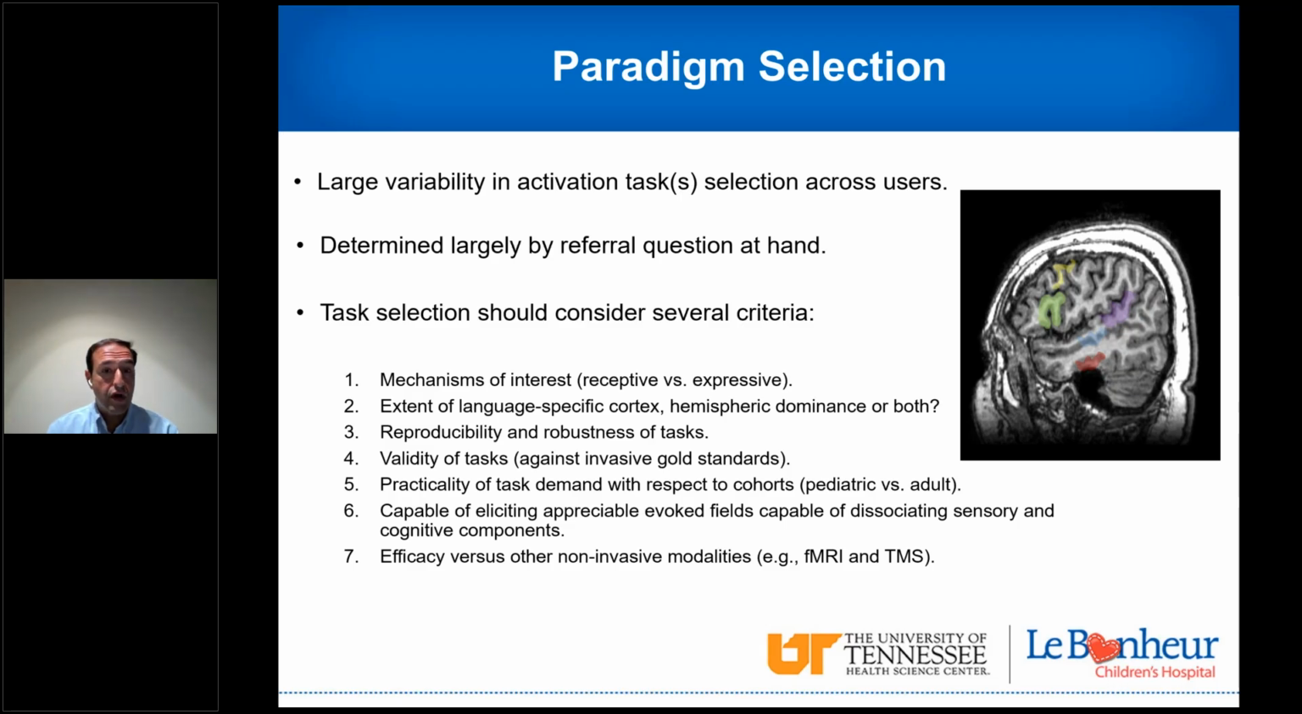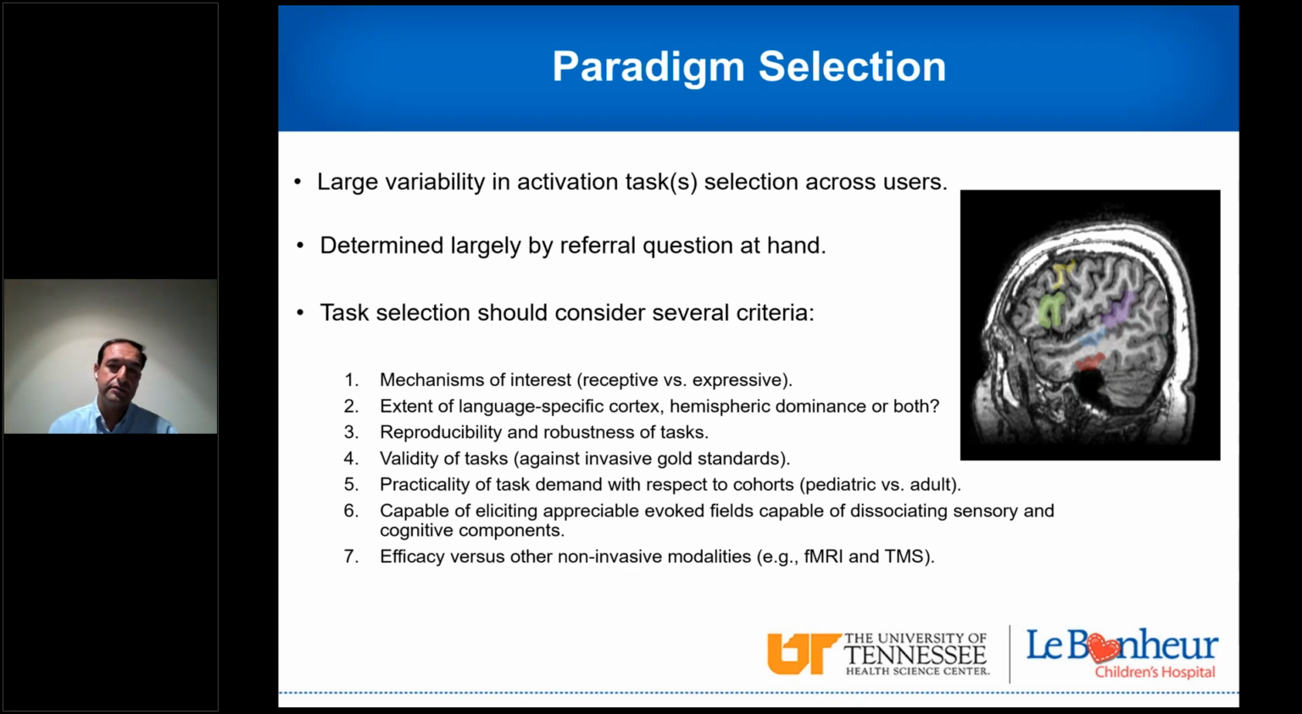More nuanced is, are we as a whole interested in looking at how language is represented, i.e. the extent of language-specific cortex, which might be more germane in areas of organic brain disease or space-occupying lesions, or looking at dominance as a whole? Are we just simply interested in assessing which hemisphere is dominant for speech without really placing too much emphasis on the anatomical representation of particular components of speech?